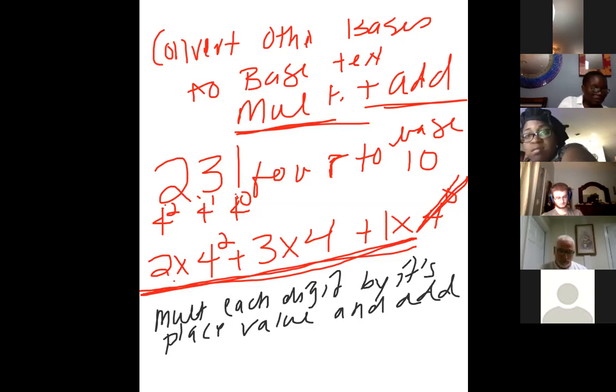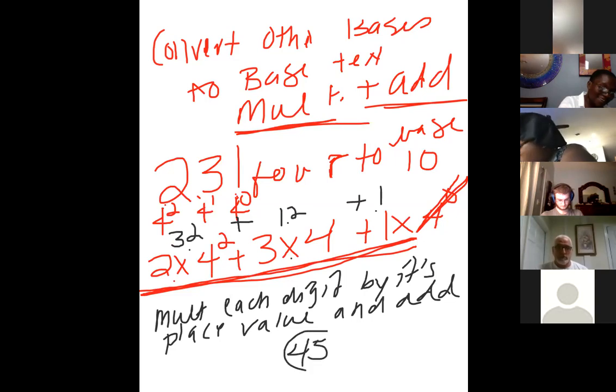All right, everyone. So 4 squared right here is 16. 16 times 2 is 32. So this part right here represents 32. And over here, 3 times 4 is 12. Then you add all of it together: 32 plus 12 plus 1 gives you 45. See, that's not too bad. This is easier than the previous one.